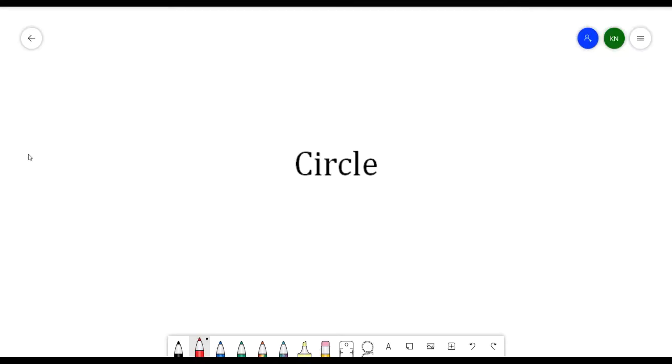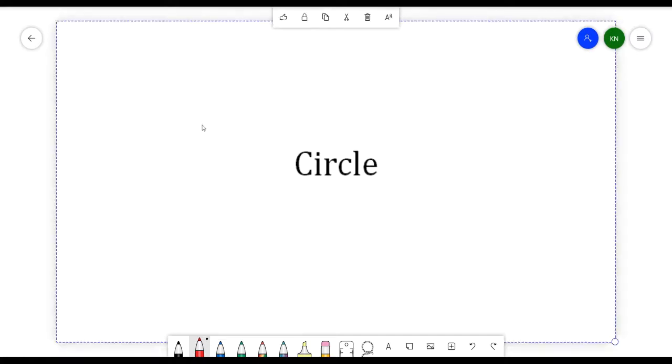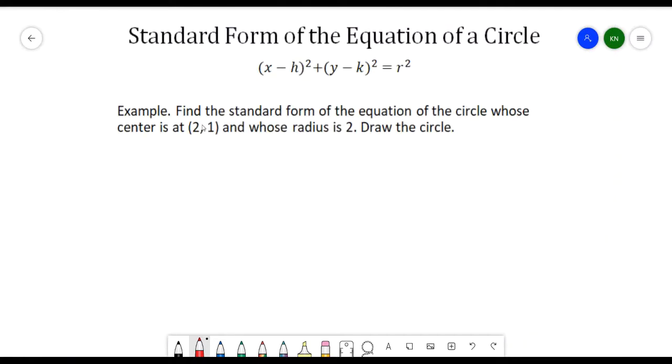Hello everyone. So in this video, we will be discussing circles. A circle is a set of all points on a plane that are equidistant from a fixed point on the plane. In circles, the fixed point is called the center, and the distance from the center to any point of the circle is called the radius. Now, let's start with the discussion of circles with the standard form of the equation of a circle.